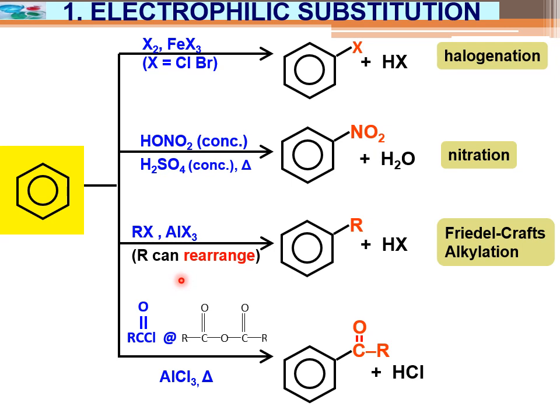The last reaction, the fourth one, is called Friedel-Crafts Acylation, where you're going to use either acyl compound or acid anhydride compound together with catalyst AlCl3 and heat to form a ketone. This is a ketone where you have a carbonyl group in the middle, and it is attached to a benzene ring and an R. So this is basically one of the formation of ketone.